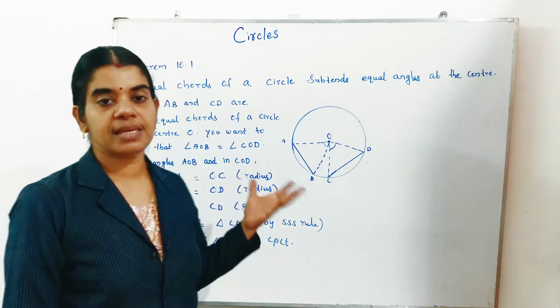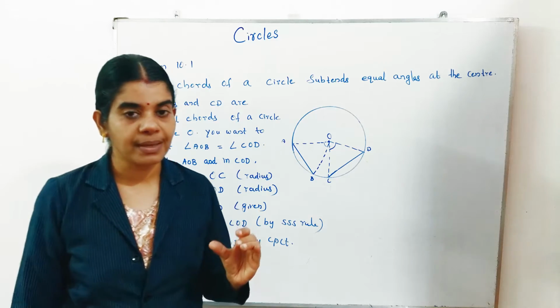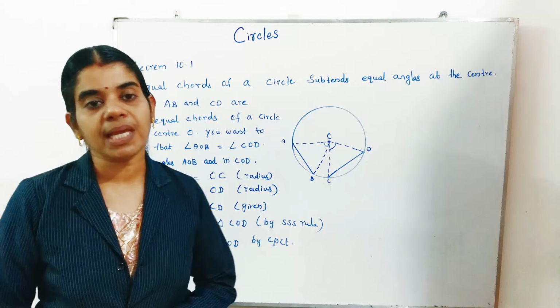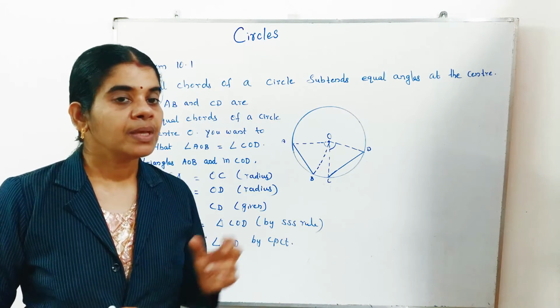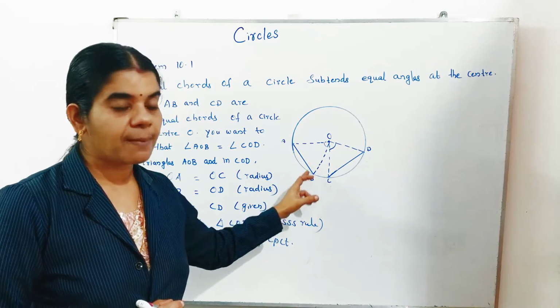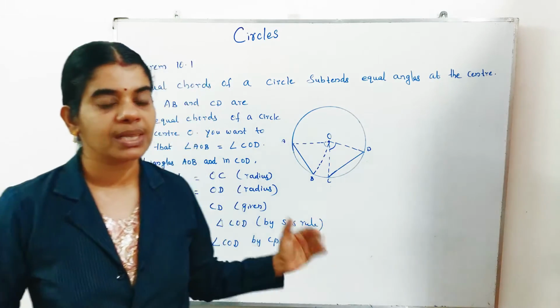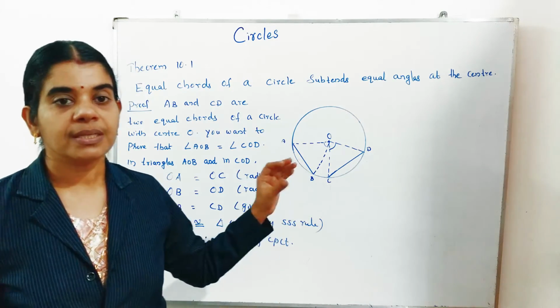Then how can we state the converse of this theorem? If two chords make equal angles at the center, the chords will be equal. Sometimes that will also be asked. That will be the converse of this theorem. That also we can prove the same way.